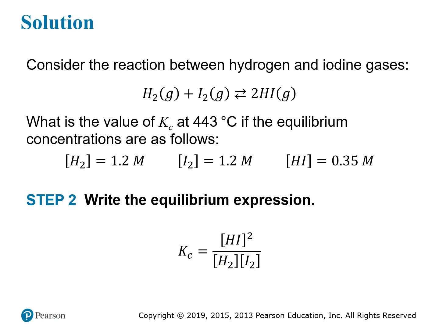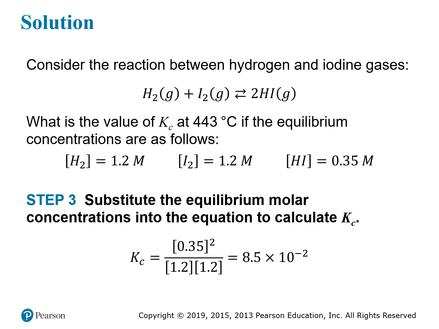So here we have the concentration of hydrogen iodide, the product, and it's raised to the power of 2 because there's a 2 coefficient in front of it. So that's that 2. For both of the reactants, there's no coefficient in front, so we don't need to worry about exponents, but it's the concentration of hydrogen multiplied by the concentration of iodine. And then we just plug in the numbers. So 0.35 is the concentration of HI that goes into the top and gets squared. And both of the reactant concentrations are 1.2, so those go in the denominator. And we end up with a value for Kc of 8.5 times 10 to the minus 2.